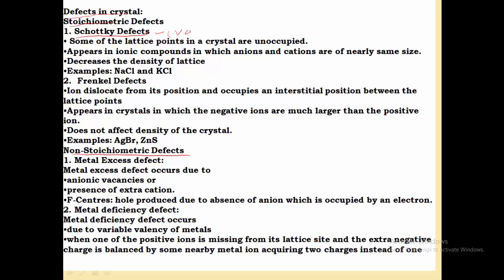So you can say it is a type of vacancy defect, and appears in ionic compounds in which anions and cations are of nearly the same size. This kind of defect is found where the anion and cation sizes are the same in the crystals, and it decreases the density of the lattice, because the ions are removed but the space is the same, due to that the density of the crystal decreases. Examples are NaCl and KCl.